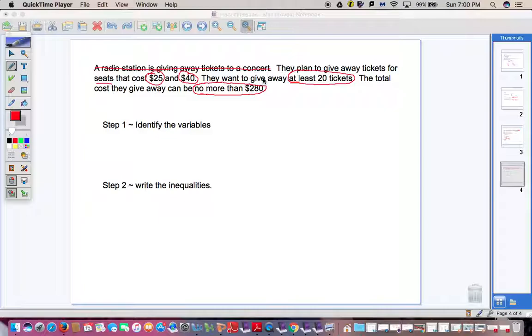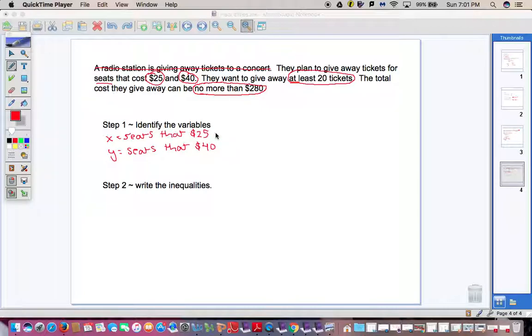Okay, so our problem here is that we have two different equations or inequalities that we need to write. But they both deal with the same variables. So what are those variables? Well, why don't we let x be the seats that cost $25? And let's let y be the seats that cost $40. So we have x are our $25 tickets, and y is the $40 tickets.